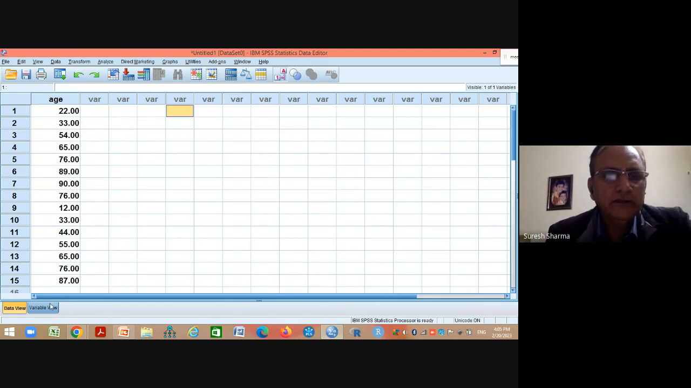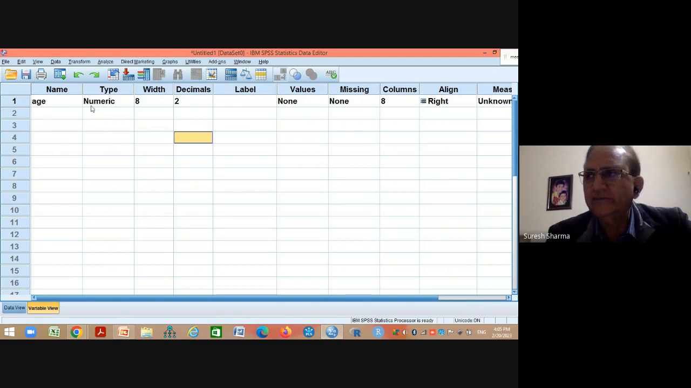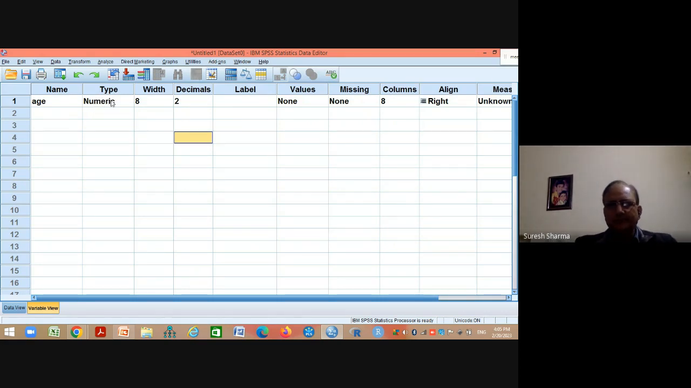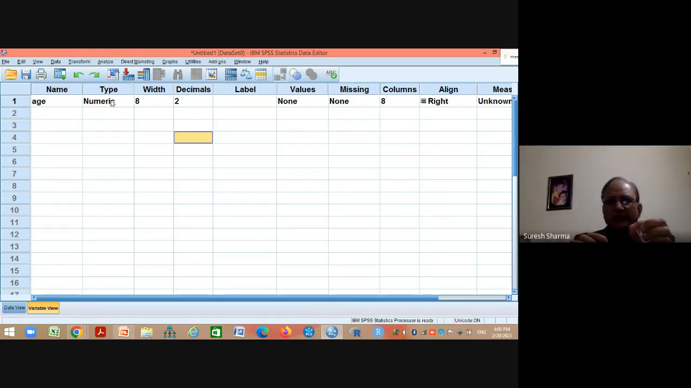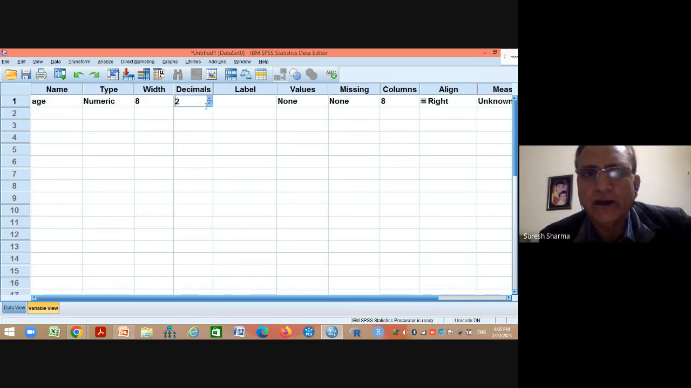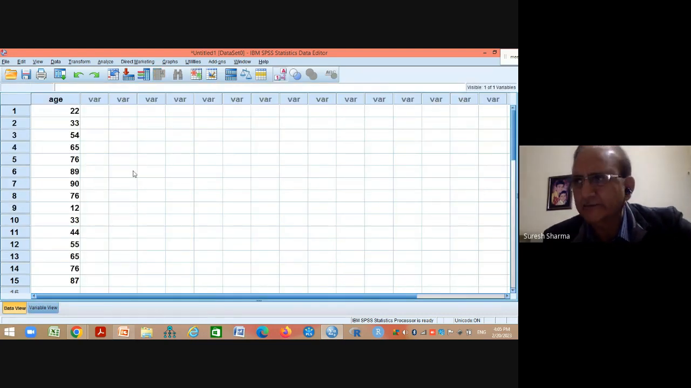For example, there are types here. Now, what is the type of age? Numeric. I didn't give numeric; I just simply fed 22, 33, something like that. But once I start with any numeric value, SPSS automatically understands that this is a numeric variable and by default takes two decimals, whether I give decimals or not. If you don't require decimals, you can make these decimals zero. You mark here and make this zero, and you will be free from decimals. You come back to your data, and it's free from decimals.